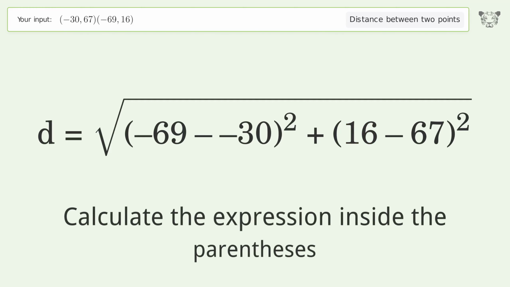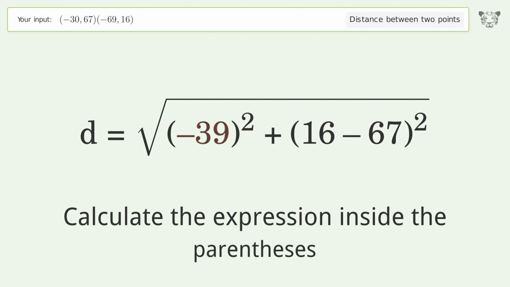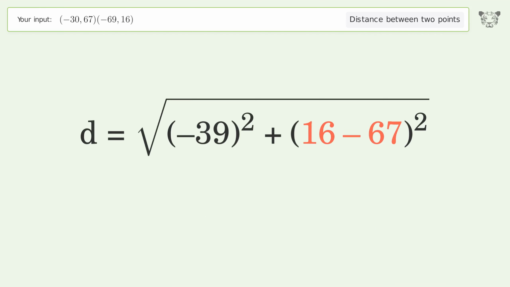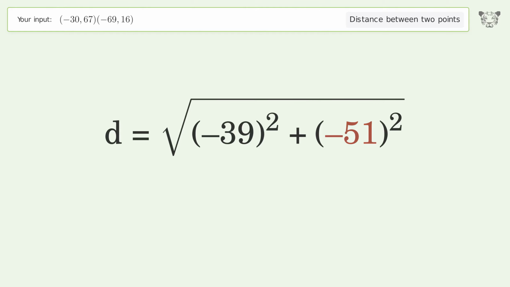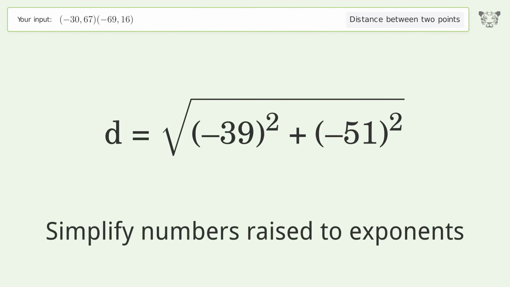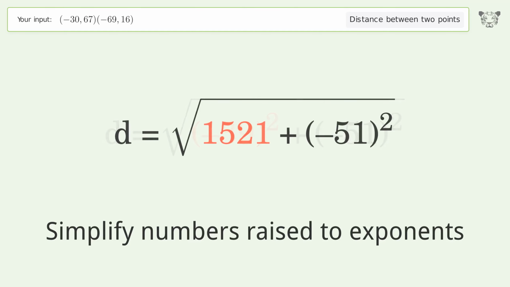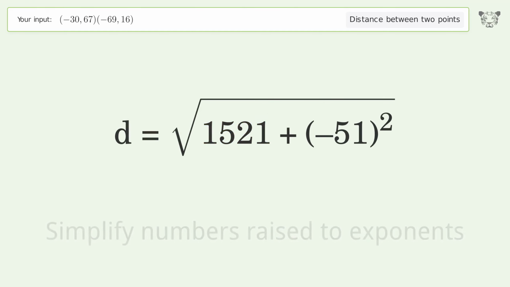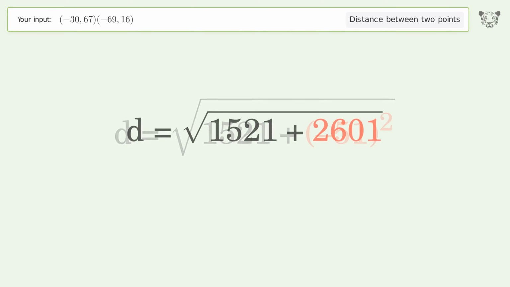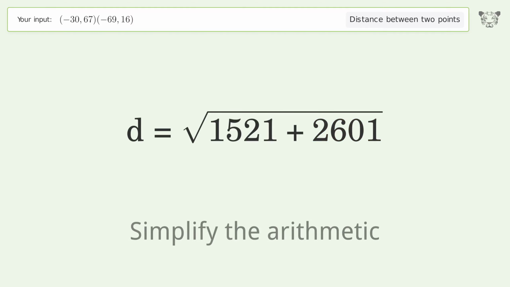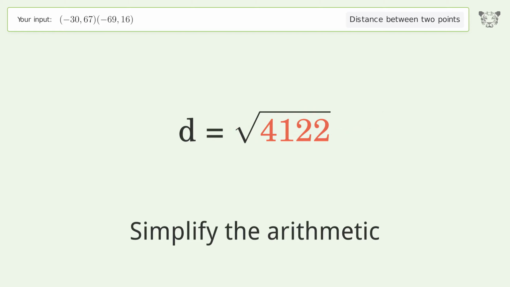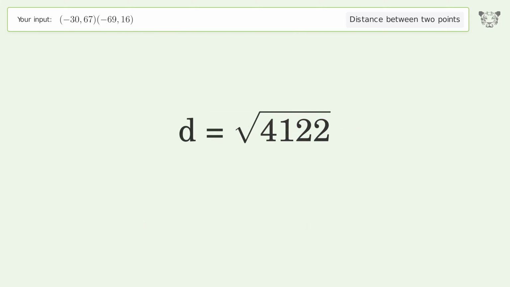Calculate the expression inside the parentheses. Simplify numbers raised to exponents. Simplify the arithmetic. And so the distance between the 2 points is the square root of 4122, or 64.203.